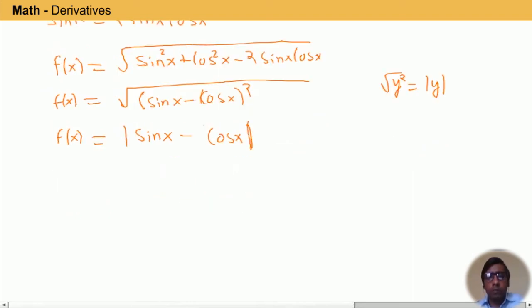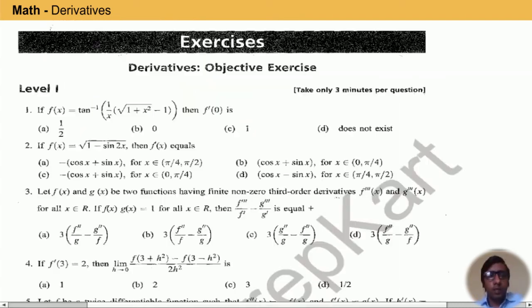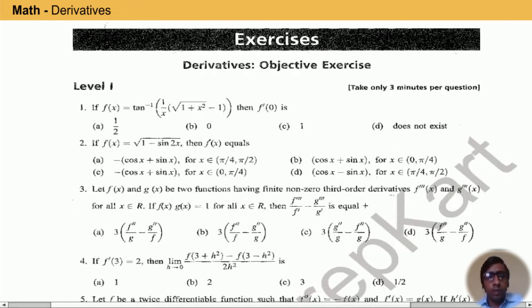Now we are having f(x). So let's check what options we are having. f'(x) equal to, option A says negative cos x plus sin x for x lies between pi by 4 to pi by 2. Option B, cos x plus sin x for x lies between 0 to pi by 4. Option C, negative cos x plus sin x for x lies between 0 to pi by 4. And the last one, cos x minus sin x for x lies between pi by 4 to pi by 2.